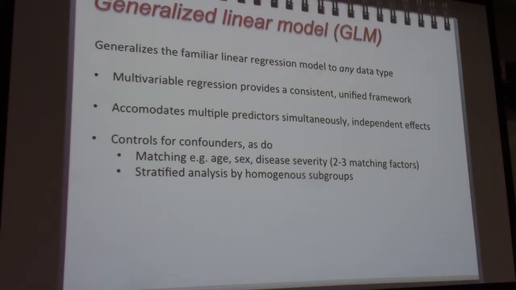The problem with matching and stratification, which makes them less popular, is they really don't work very well with more than 2 or 3 matching factors, whereas regression modeling can handle dozens or hundreds of covariates or predictors, additional predictors in the model, as long as you have enough data.